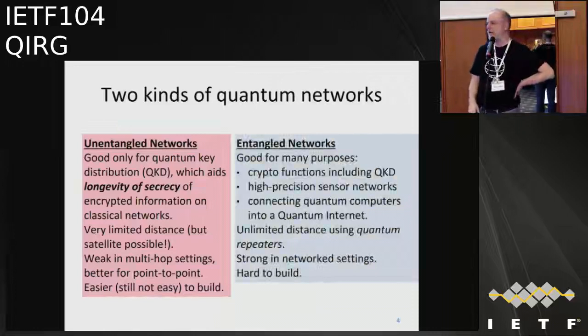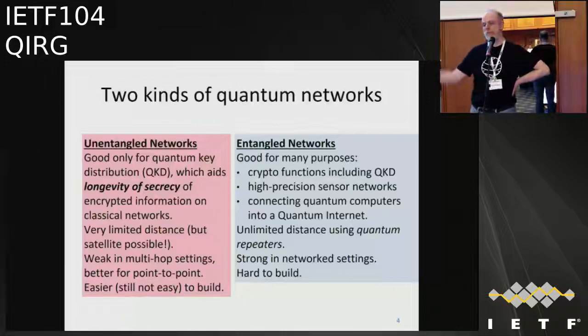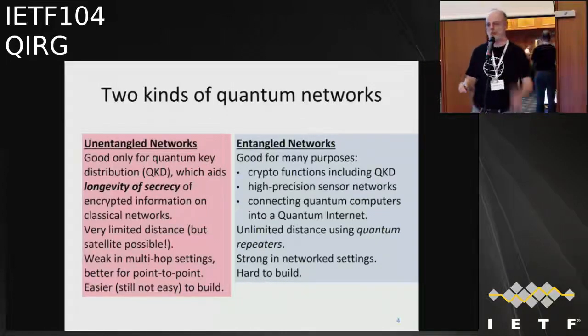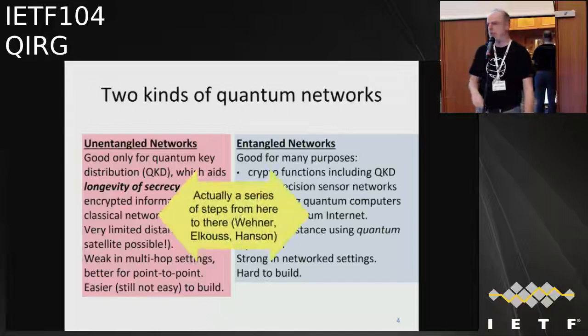At the other end of the spectrum lie entangled networks, good for many different purposes: cryptographic functions, high precision networks, connecting quantum computers into a real quantum internet, and covering long distances. And these things are particularly difficult to build, but Tracy and other people are working on that. And in between these two major categories of networks, there's a series of steps defined by Stephanie and her collaborators, and we'll show you just a little bit more about that as we go. Axel Dahlberg from Stephanie's group presented some of this in Bangkok with a really good overview of that.